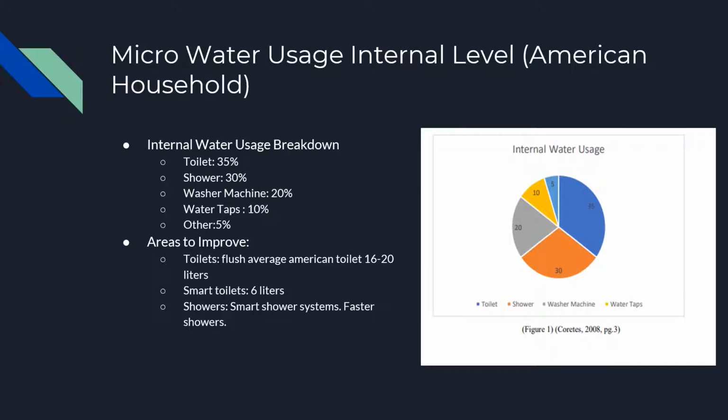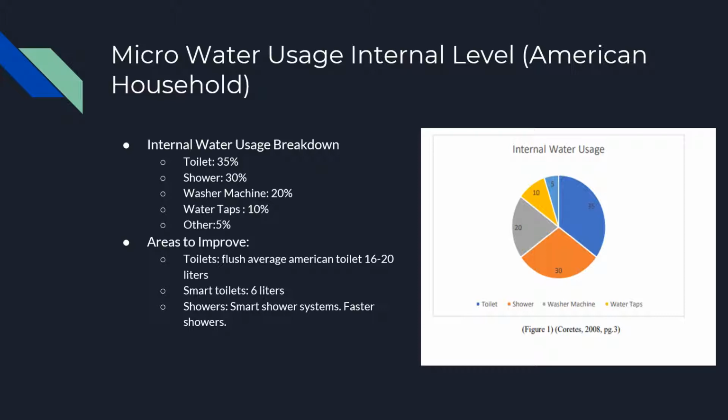By looking at the overall water usage at the micro level, we're going to look at the average American household. This will allow us to internally evaluate what we're using. Now keep in mind that this is taking place within the American household, not outside of it. So the following breakdown is as follows. The toilet uses 35% of the water, showers use 30% of the water, washing machines 20%, water taps 10%, and other is around 5% of total water usage.